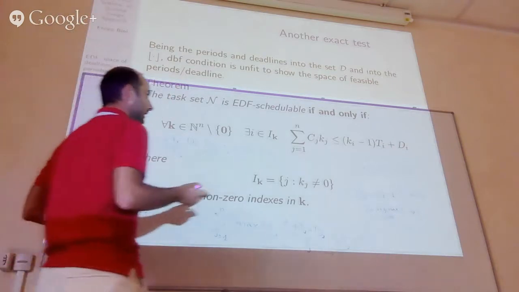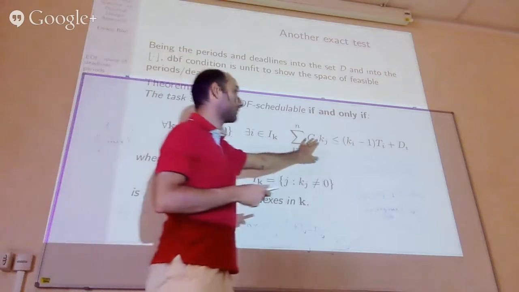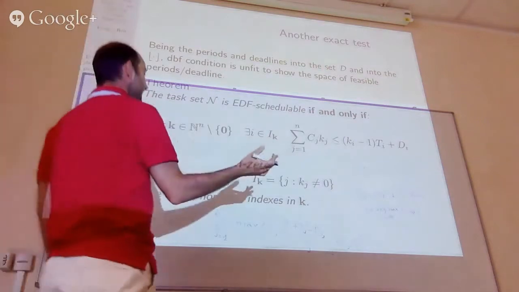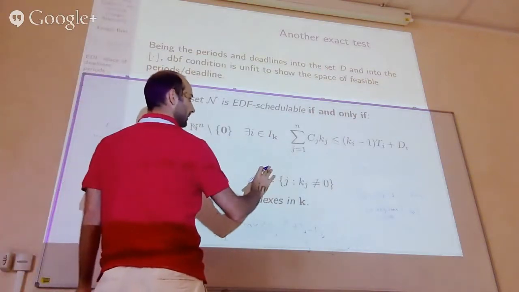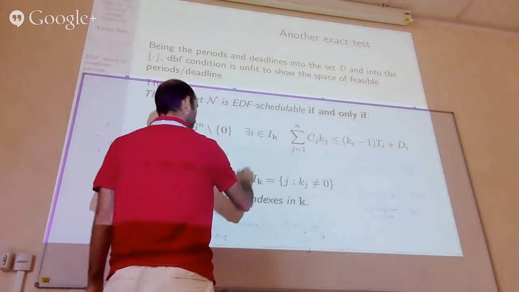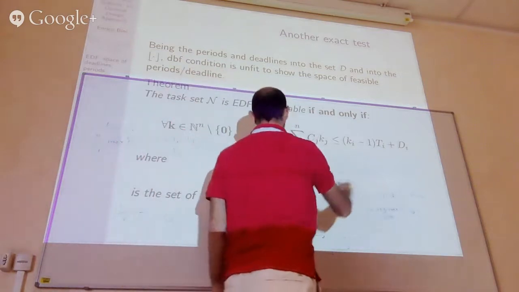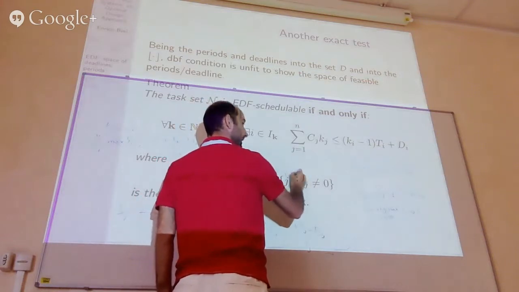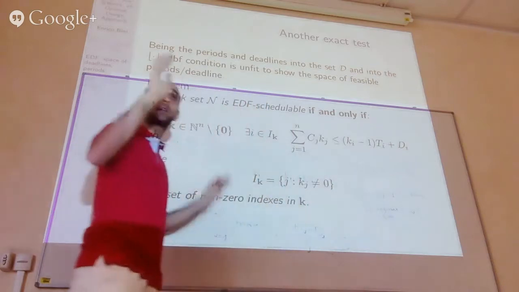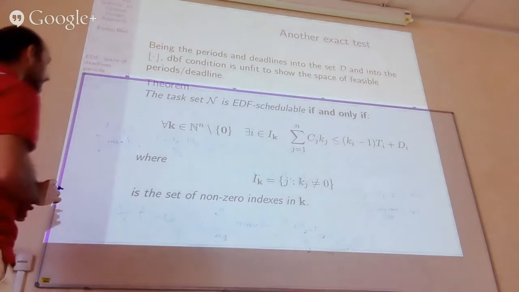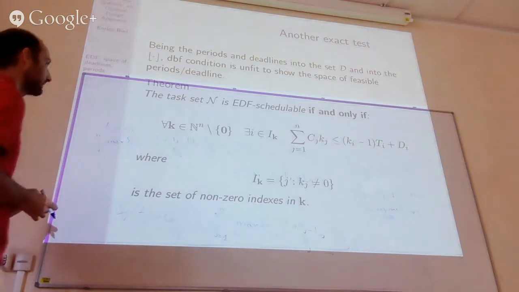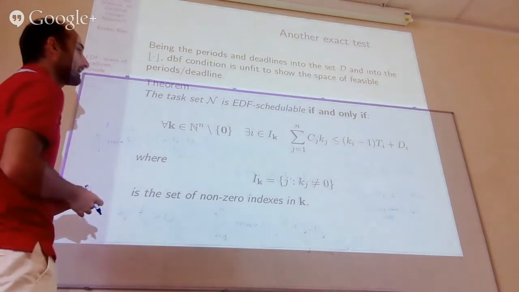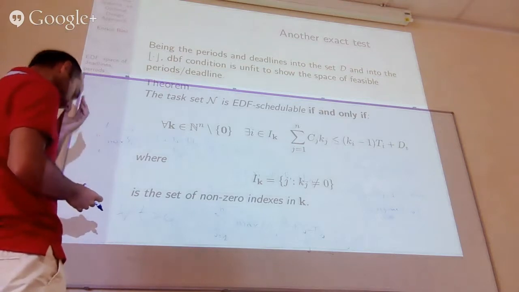Okay, I want this to become this, because this is what we want to prove. It should not be too difficult. The right-hand side is super easy, because it's already what we want. The right-hand side is d_i, but d_i is exactly this: it's exactly k_i minus 1 times t_i plus d_i. So the right-hand side is gone. Let's see what happens at the left-hand side. Max, since it is the max.